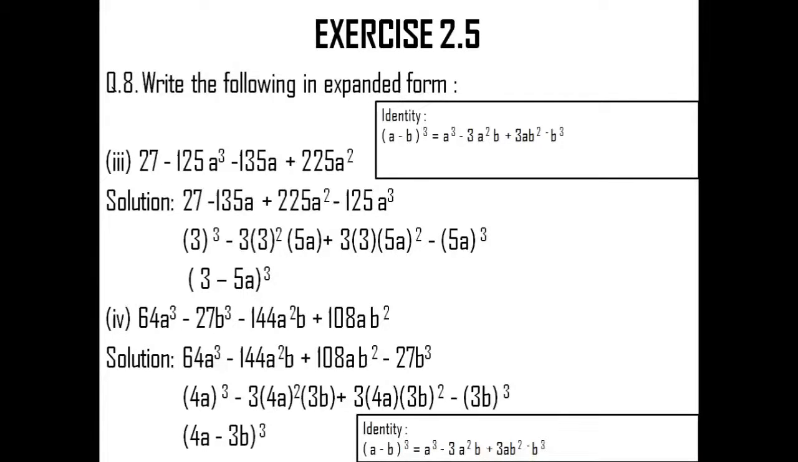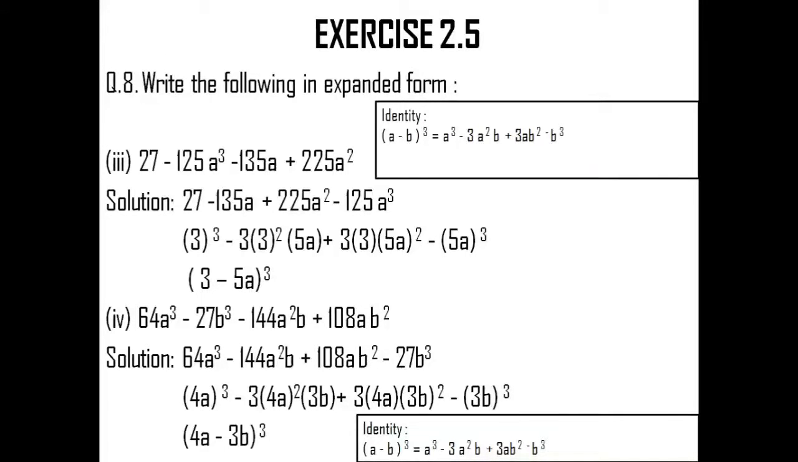Likewise, the third question too. The very first step is I'll rearrange the question so that the cubes are the first and the last term. So 27 minus 135a plus 225a square minus 125a cube. This is where I have rearranged the question.